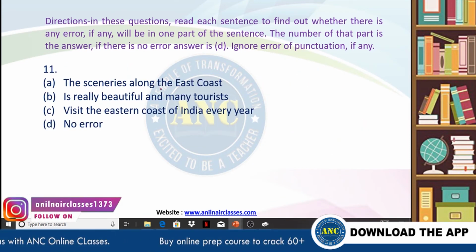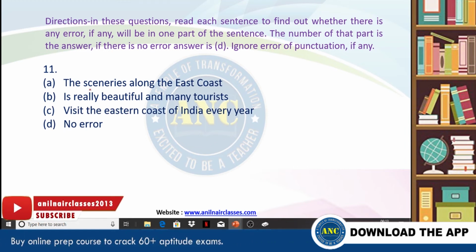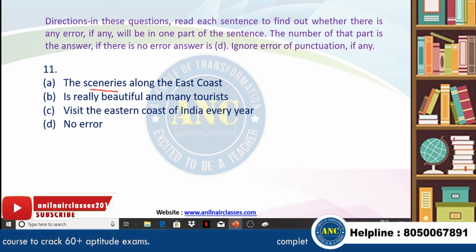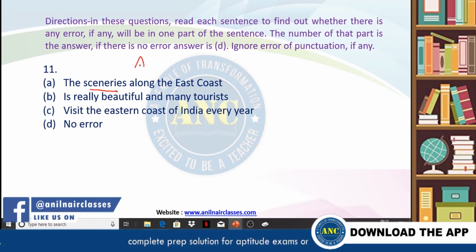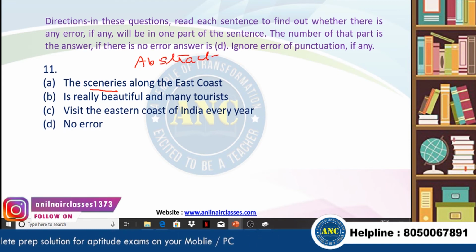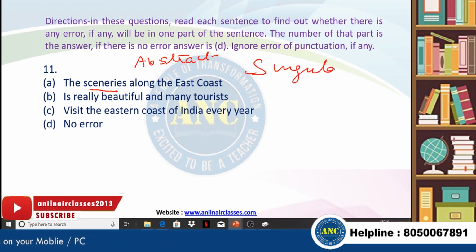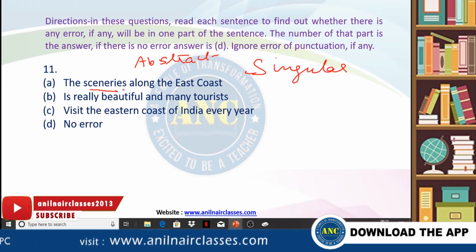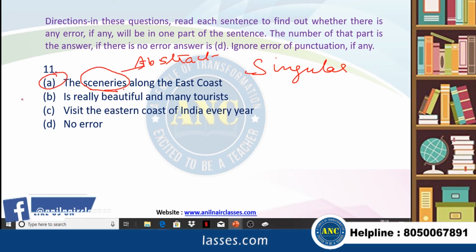11th question. The sceneries along the east coast. The very first one itself has an issue. Sceneries. Remember, we have discussed that scenery is like an abstract noun, with no plural form. It is only present in the singular form. There is no word called sceneries. There is only scenery. So this is the error. I can name an error, so I'll select A as the right answer.